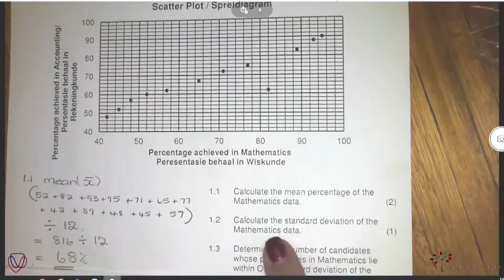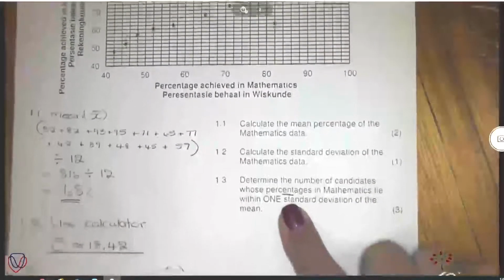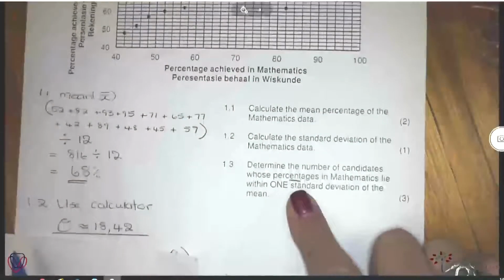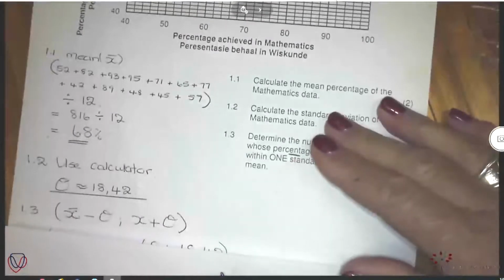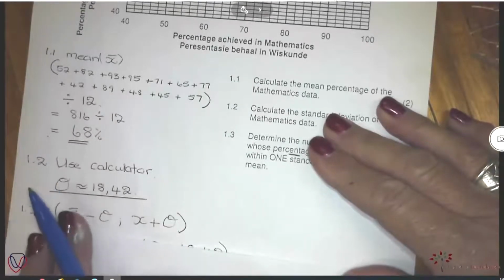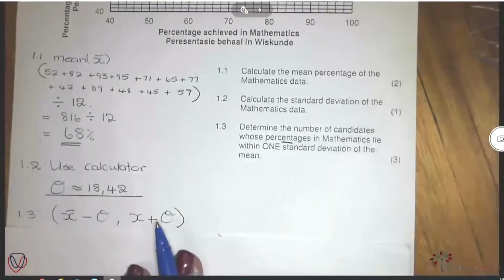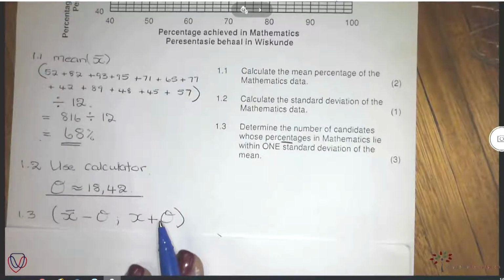1.2, calculate the standard deviation. Okay, you use your calculator, and that was the standard deviation. 1.3 is the actual sum that I really want you to understand. There's your standard deviation. And now, people, we are going to see how to determine this 1.3. They said, determine the number of candidates whose percentages in mathematics lie within one standard deviation of the mean.